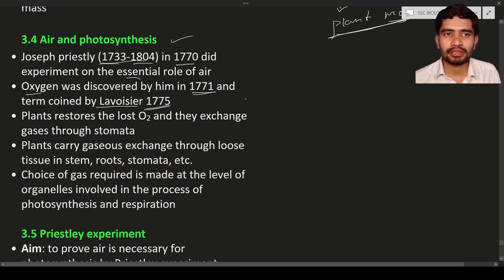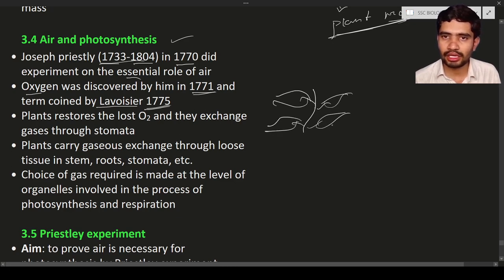Here the plants restore lost oxygen and they exchange the gases through the stomata. Let us consider this is a plant. The plant has leaves, and the leaves have stomata. On the underside of the leaf and also on the stem of the plant there are small tiny microscopic holes. They are known as stomata. They exchange gases like carbon dioxide. They will take carbon dioxide and they will produce oxygen during the process of photosynthesis.